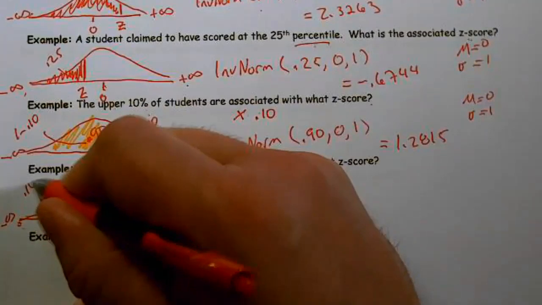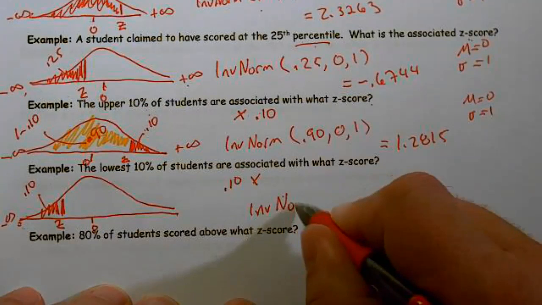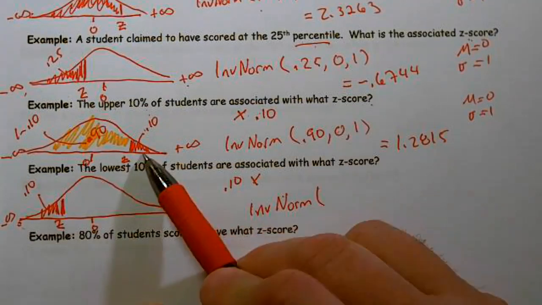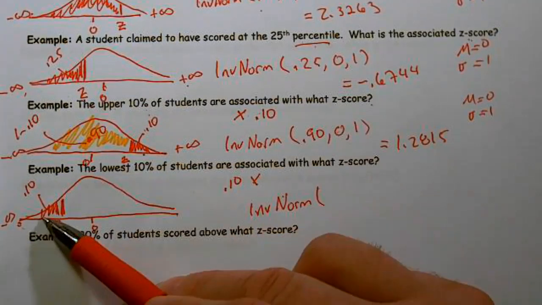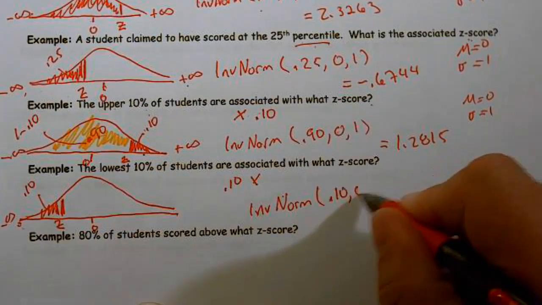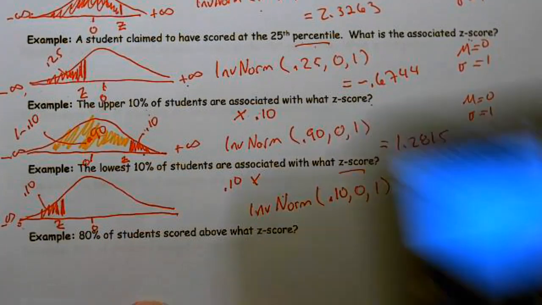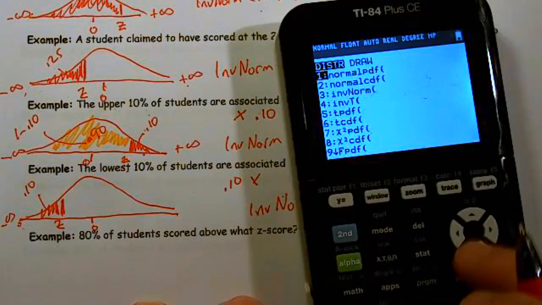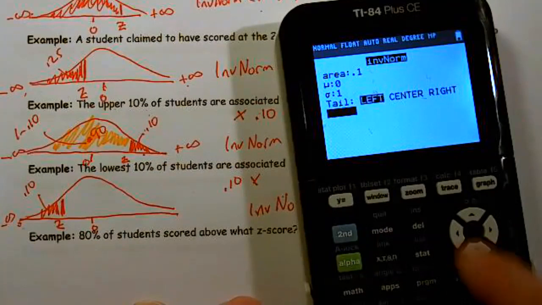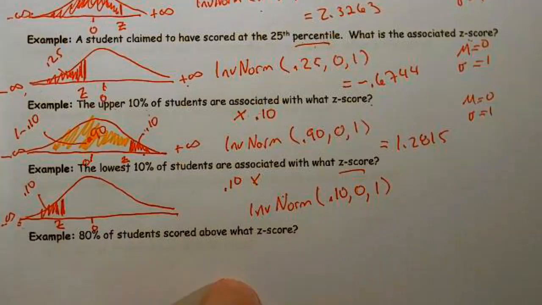So this is 0.10. We have an inverse norm. Hey, we shaded to negative infinity, and that's kind of the key. Did we shade to negative infinity? Up here we didn't, so we had to do the 1 minus. Here I did, so I don't have to do the 1 minus. This is 0.10. It's a z-score, so mean is 0, standard deviation of 1. So here we go. Once again, second vars, inverse norm, 0.1, mean is 0, and we end up getting negative 1.28.